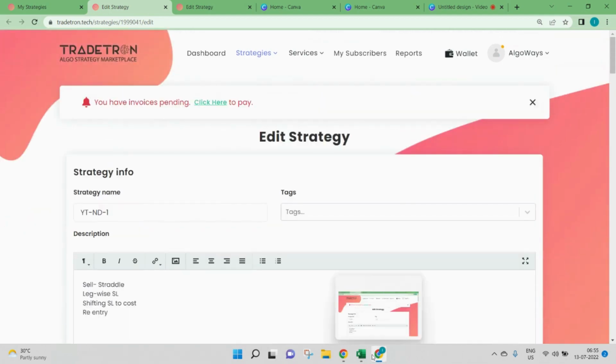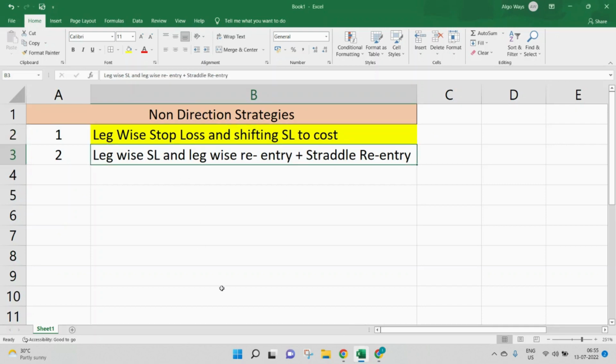Now we will move on to the next one, which is a little cumbersome actually. A few more sets will be there. That is, we keep the stop loss still leg-wise, and then we take the re-entry. Let us see.